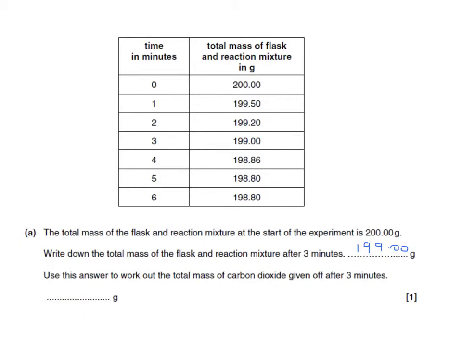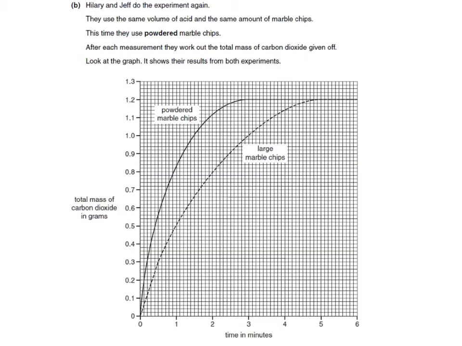And use this answer to work out the total mass of the carbon dioxide given off after those 3 minutes. Well, the only difference is that the carbon dioxide has been lost, so that would be 200 take away 199, which is 1.00 grams. Hilary and Jeff do the experiment again. They use the same volume of acid and the same amount of marble chips, but this time they use powdered marble chips.